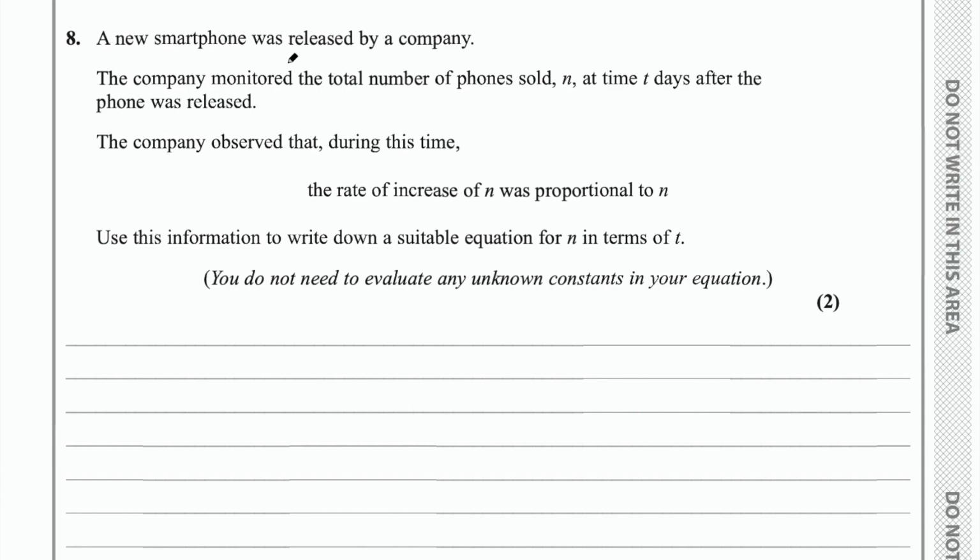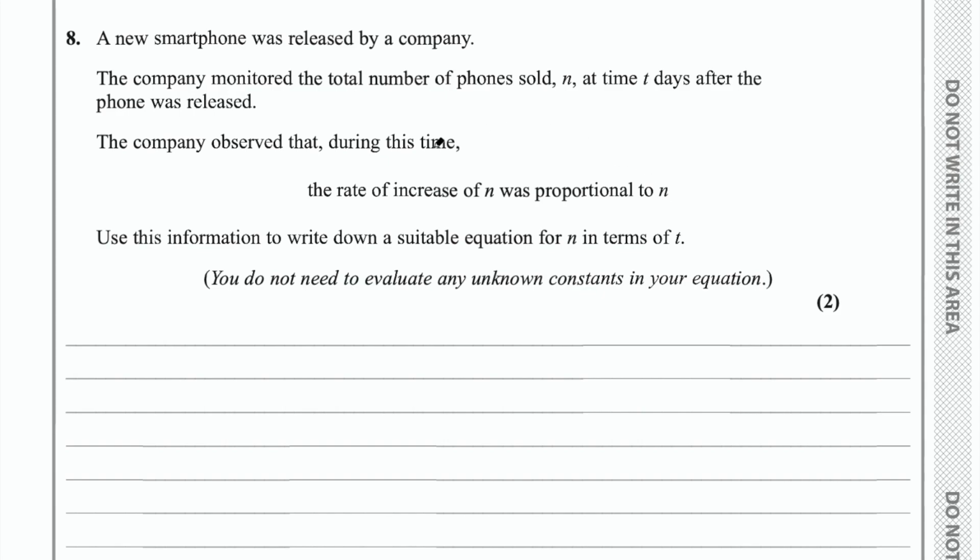It says a new smartphone was released by a company. The company monitored the total number of phones sold, N, at time T days after the phone was released. The company observed that during this time, the rate of increase of N was proportional to N. Use this information to write down a suitable equation for N in terms of T. You do not need to evaluate any unknown constants in your equation.